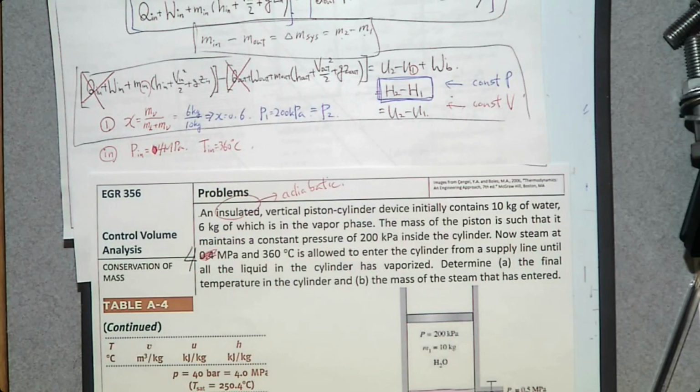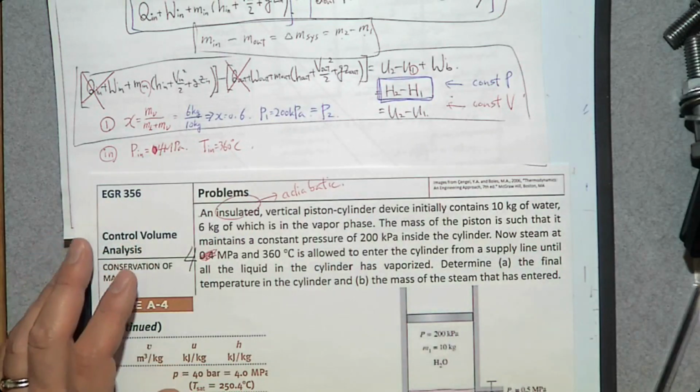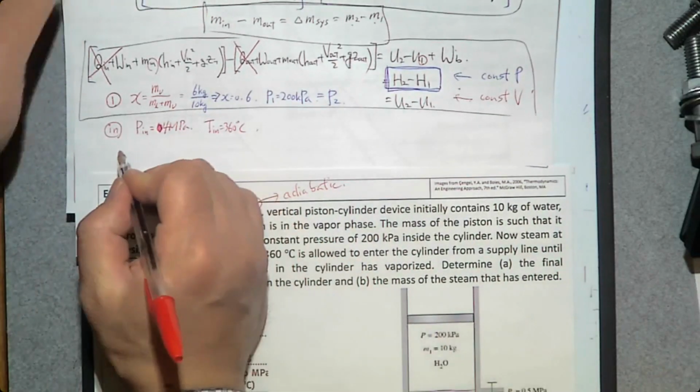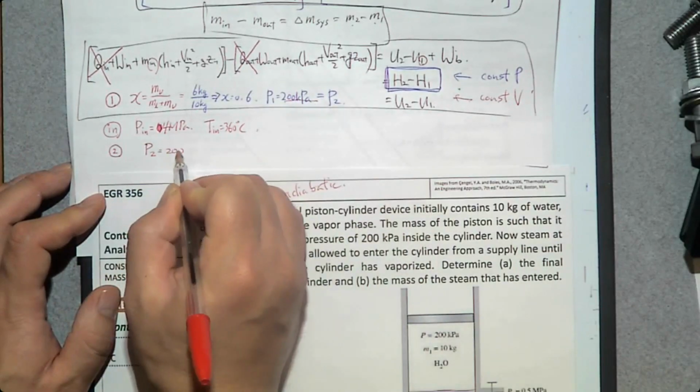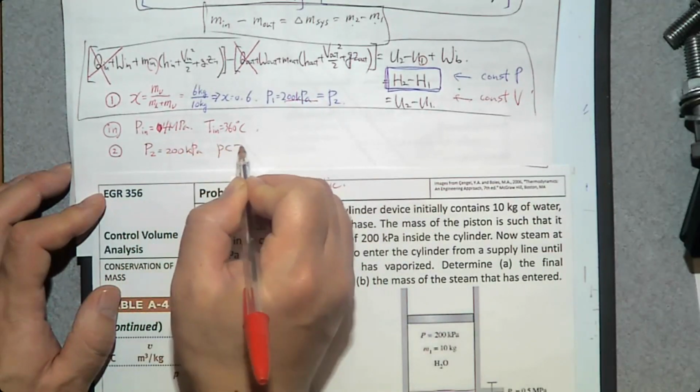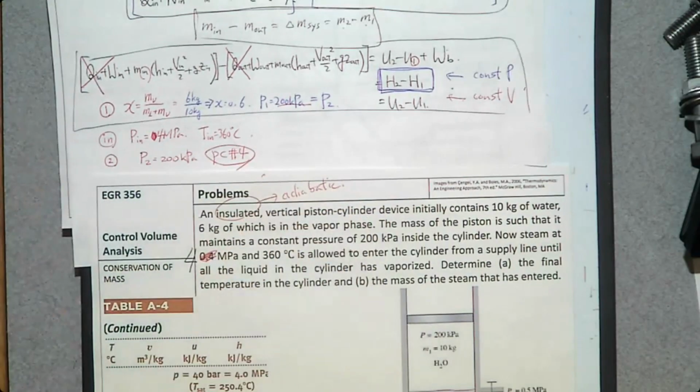So what is the phase change process in the end? Saturated vapor. Now we have information about the final state, number 2. Pressure P2 is the same as P1, 200 kilopascal, and it is phase change process number 4, saturated vapor. That's all we know. We want to determine the final temperature and the mass of the steam that has entered. So let's solve this problem.